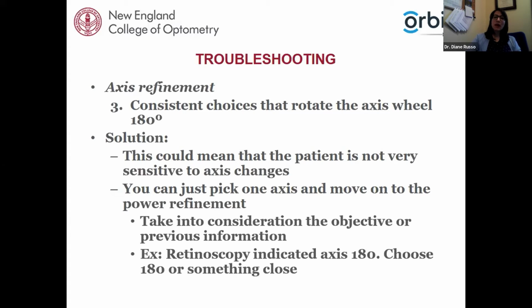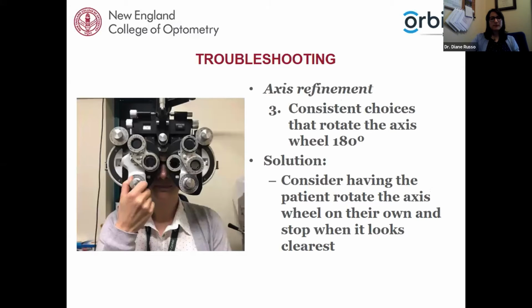You may need to go back to the axis at another point in time, but this is so that you can continue moving forward with the procedure, so that you don't get bogged down and lose a lot of time on this piece, because this is probably indicating that the patient is not sensitive to axis changes.